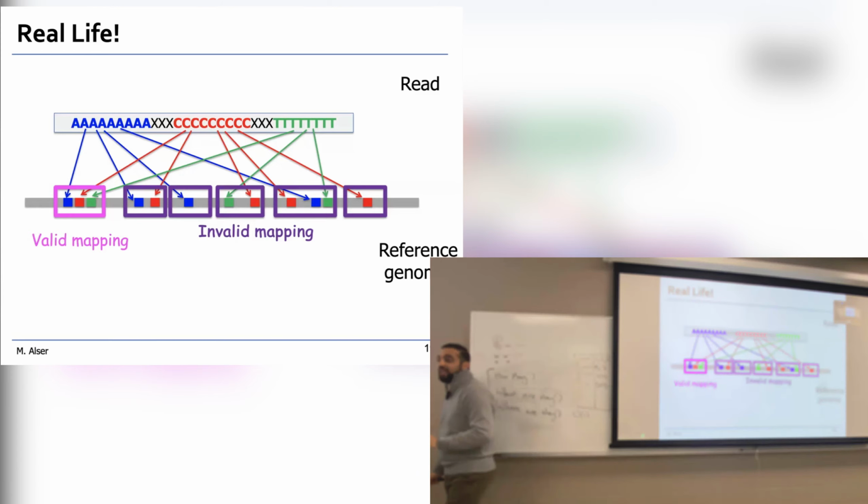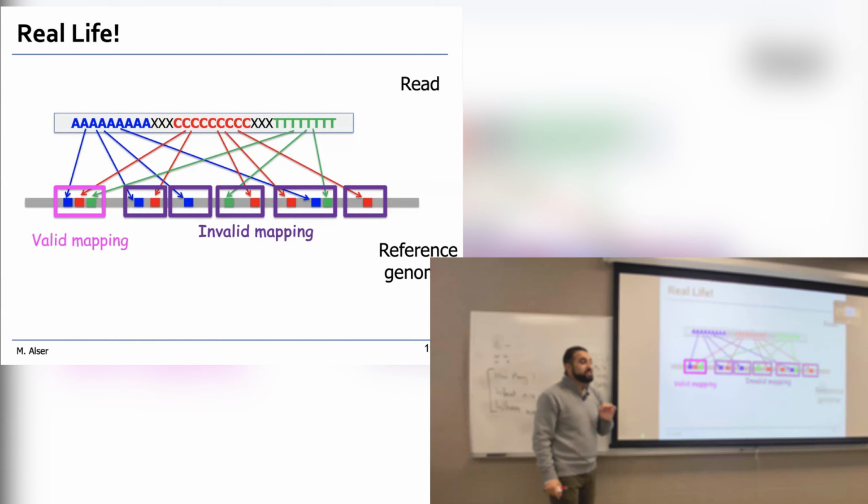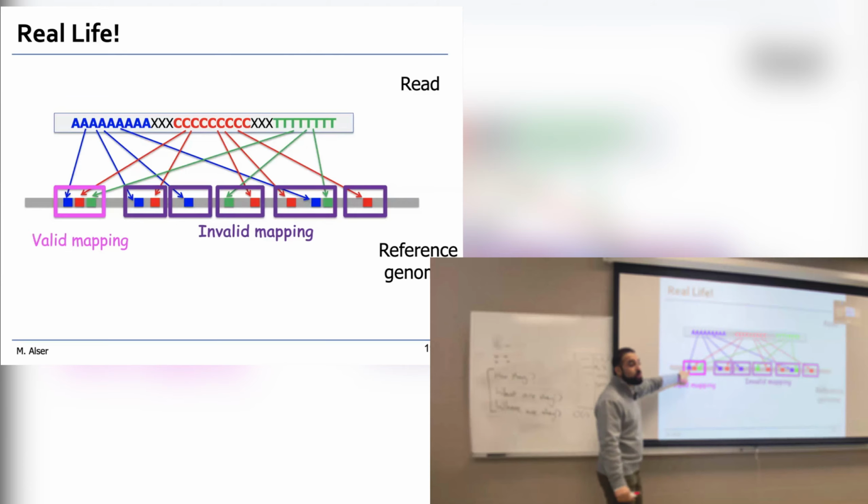Some other tools, like the Minimap tool, practically impose a restriction, saying that this blue should always start from the very first character, okay?